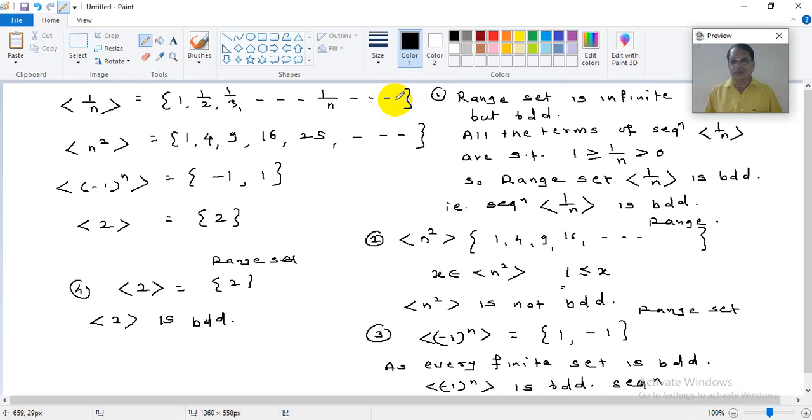But it is not so. We have to be very careful about the mathematical arguments that we make. When you know that a finite set is bounded, that never means an infinite set is not bounded.